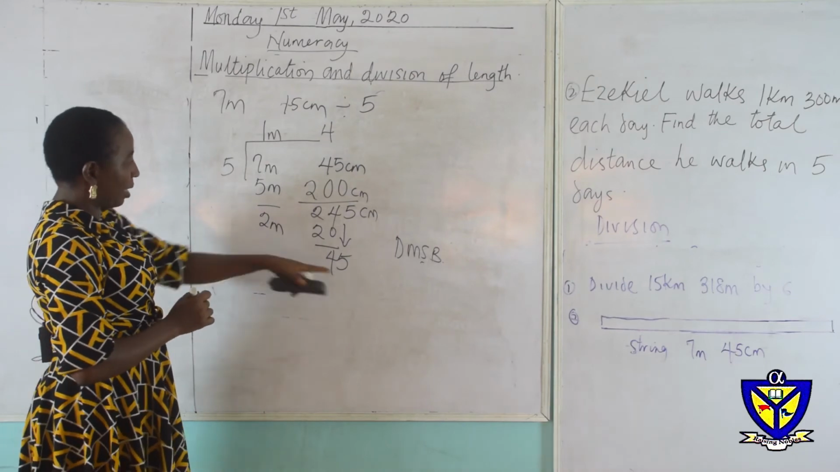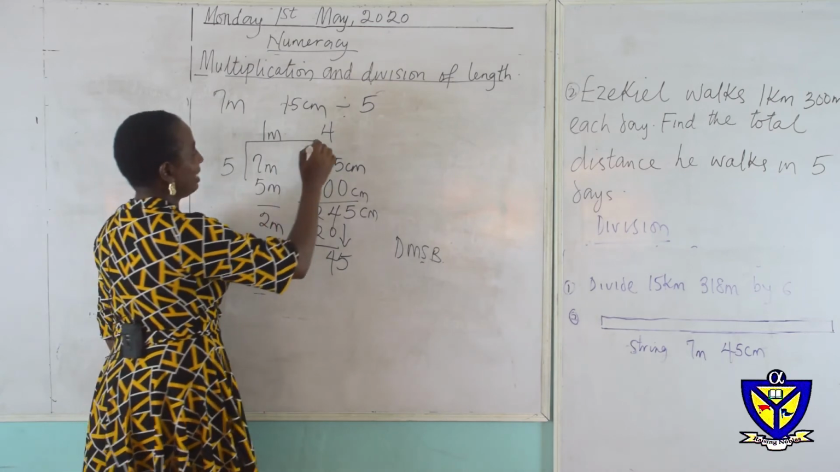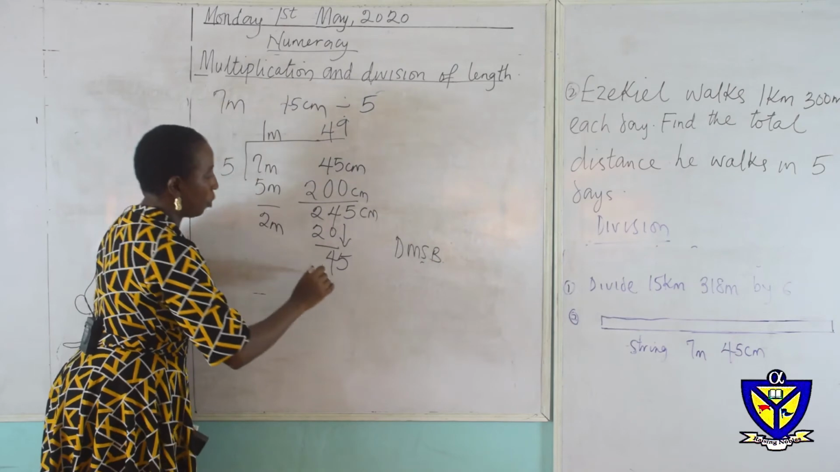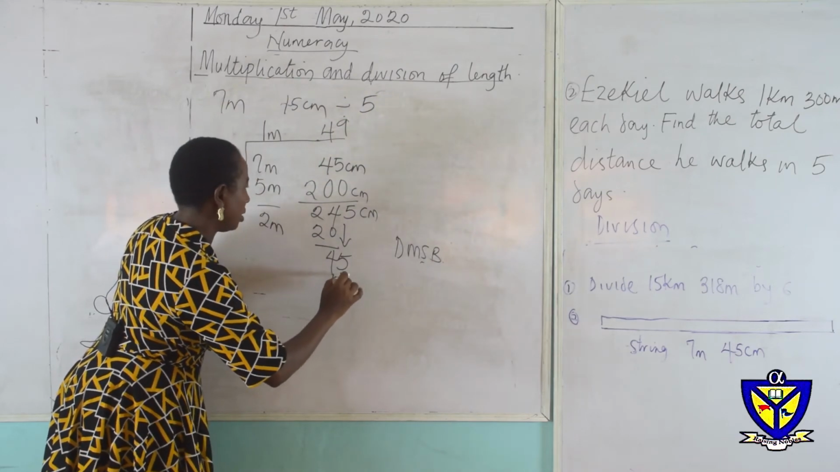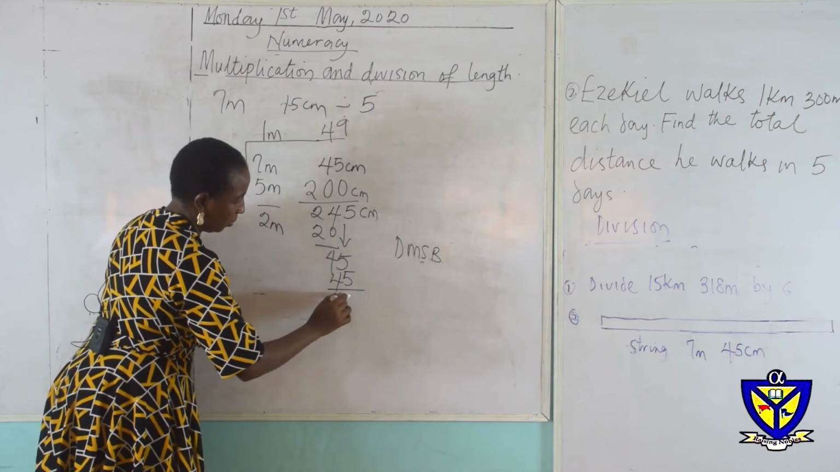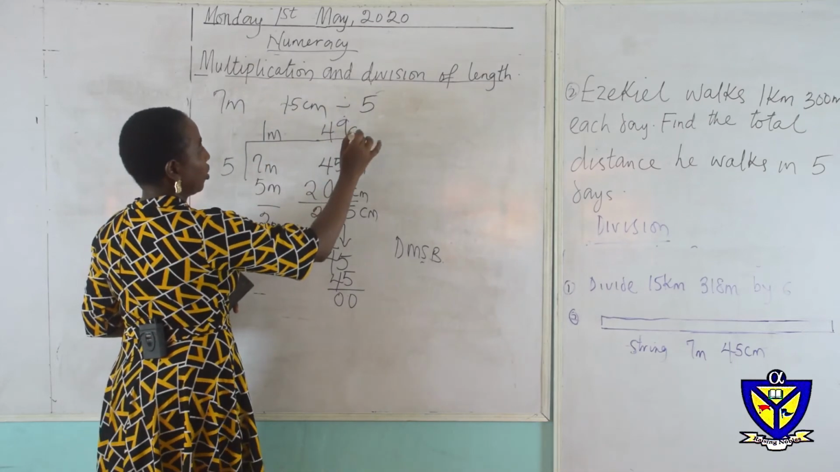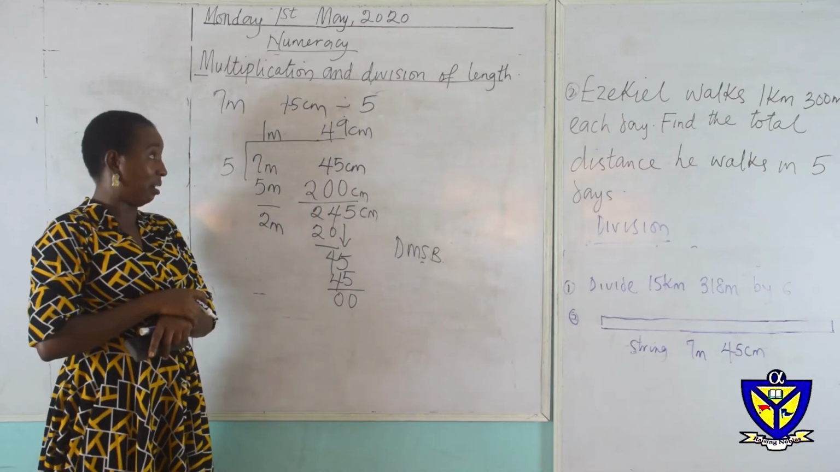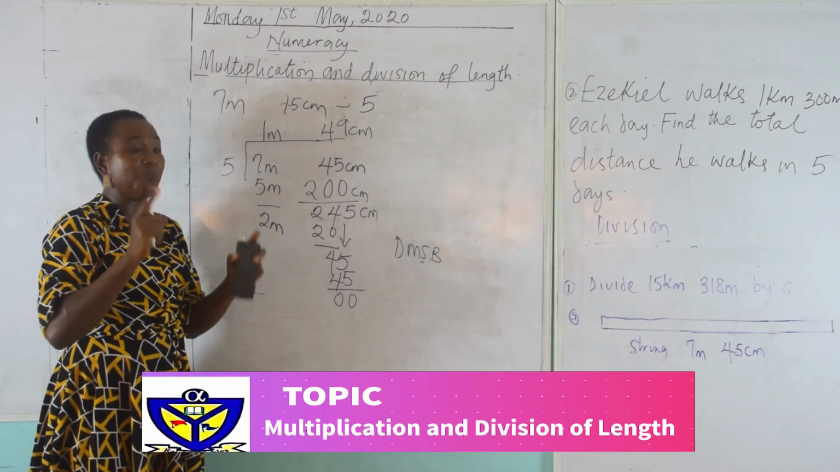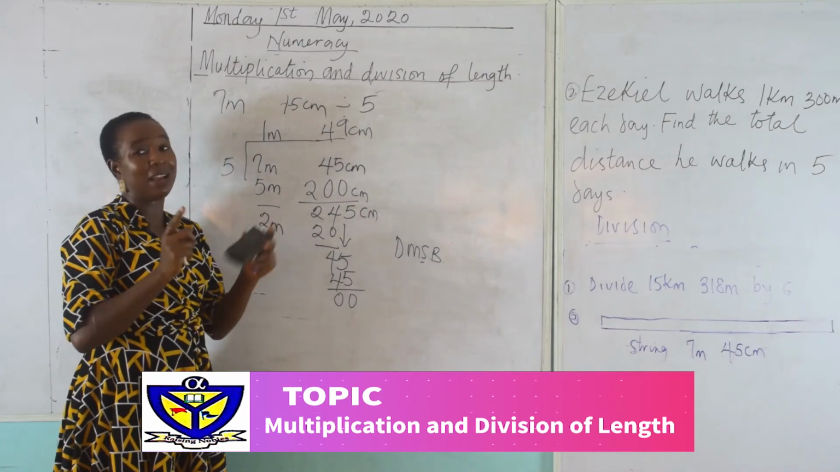45. Now let's go over it again. How many 5 can we have in 45? Of course, we have 9. Multiply 9 times 5. Of course, you're still going to have your 45. The next is subtract. 0, 0. Do you have anything to bring down? No, we are done. So our answer is 1 meter 49 centimeters. That means the length of each string is going to be 1 meter 49 centimeters.